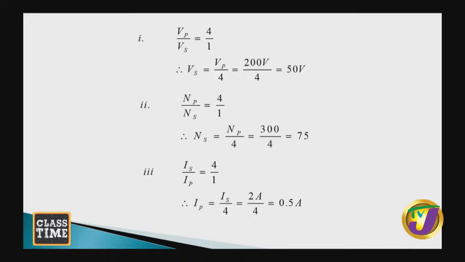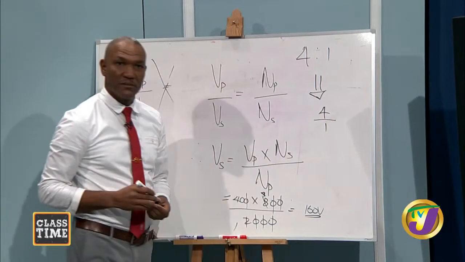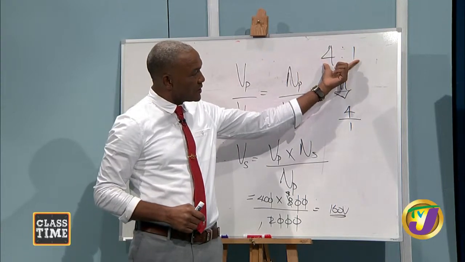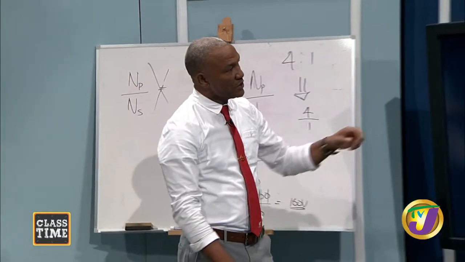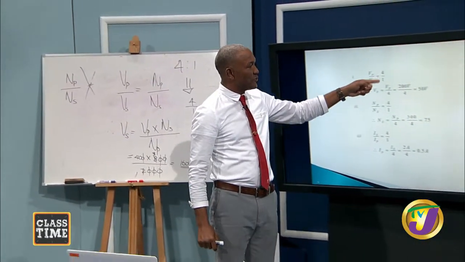So here we go with working out. Vp over Vs, which is your turns ratio, your voltage ratio that was given, was 4-to-1. 4-to-1, as you would write it, is written as 4-to-1. But written in fractional form it is 4/1. This is the ratio set out, but this is your fractional set out, which is the same thing. So Vp over Vs is equal to 4/1.